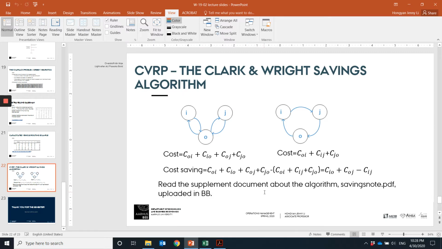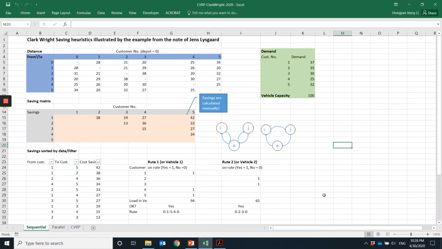Now let's look at the numerical example and see how we can implement this algorithm in Excel. Again, we do a manual calculation for this problem. We have this parameter information given. We said it's symmetric information, so this data is just filled in. You can see they are symmetric.